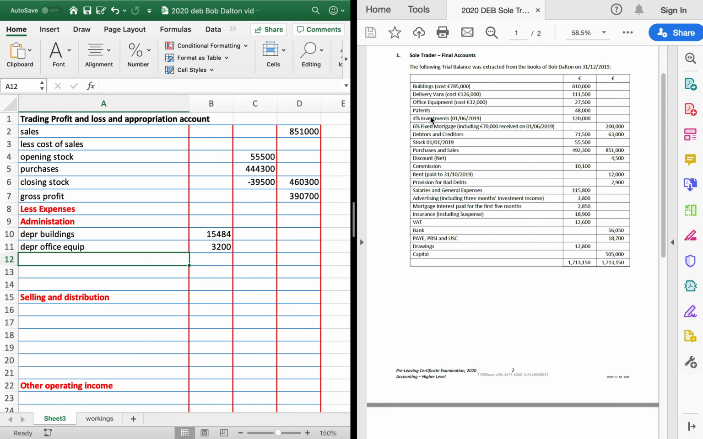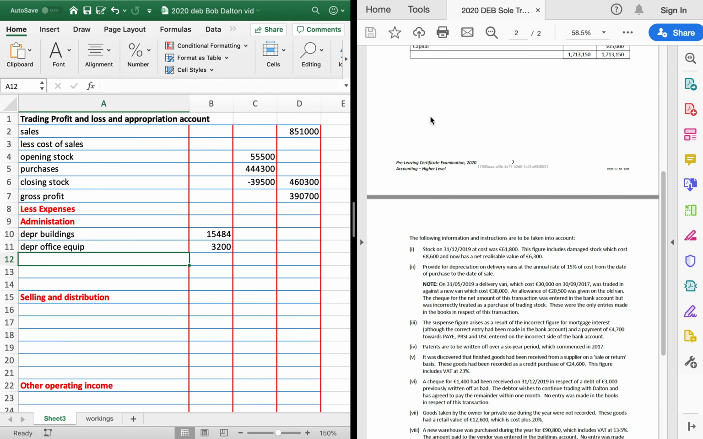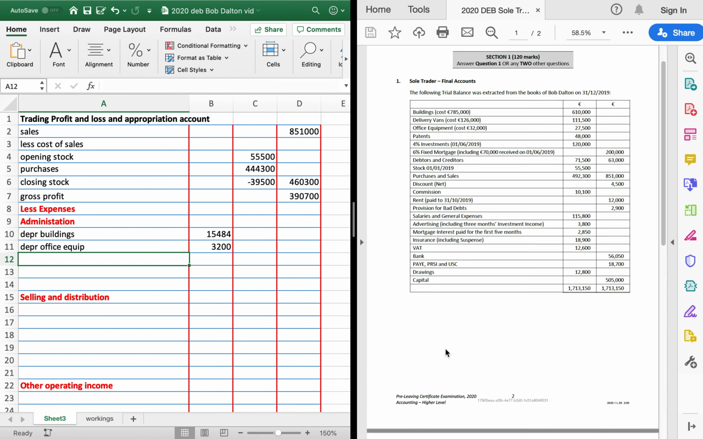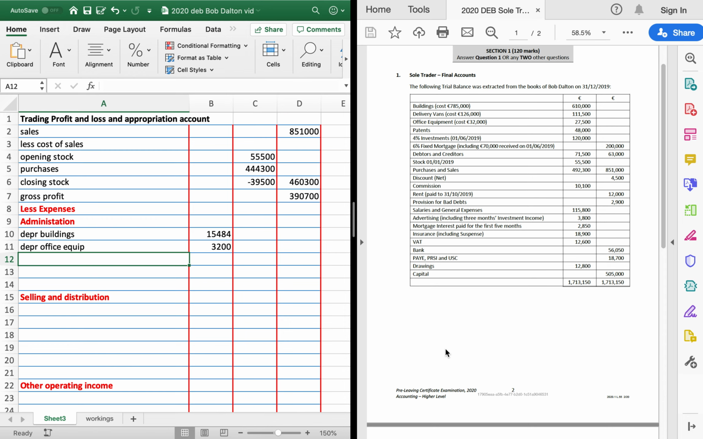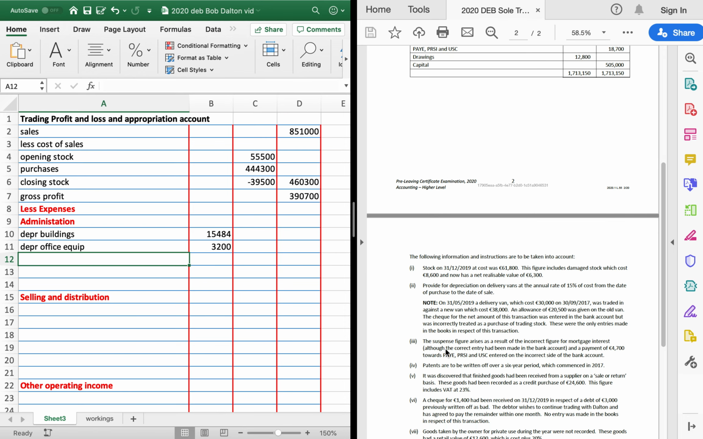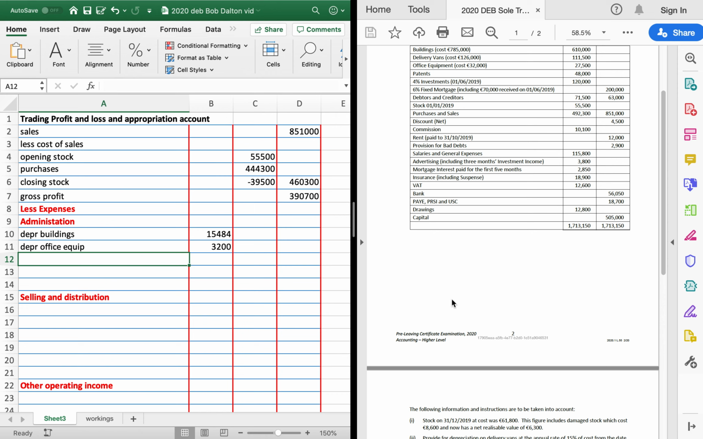I have a feeling, did I skip a working? There was patents or something in this, wasn't there? Yeah, I did skip a working. So remember, Jamie asked me a question on this when I put it up. So patents are written off over a 6-year period, which commenced in 2017. That implies, if we're doing the accounts for 2019, that implies we've 2 years depreciation included already.